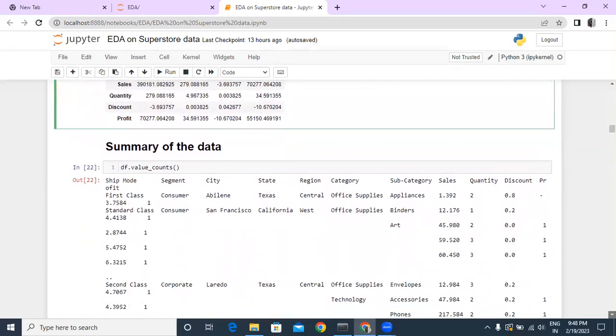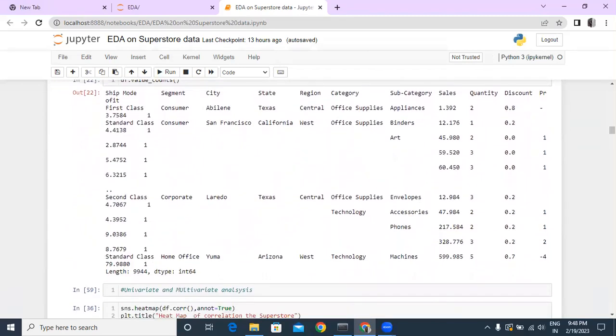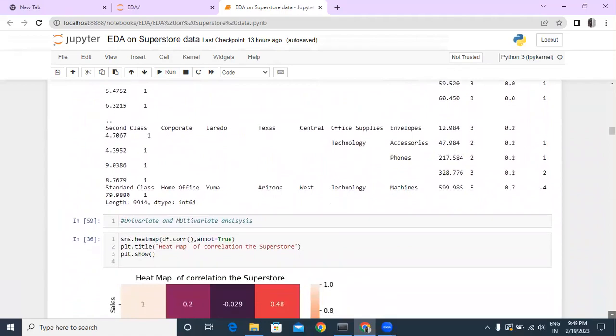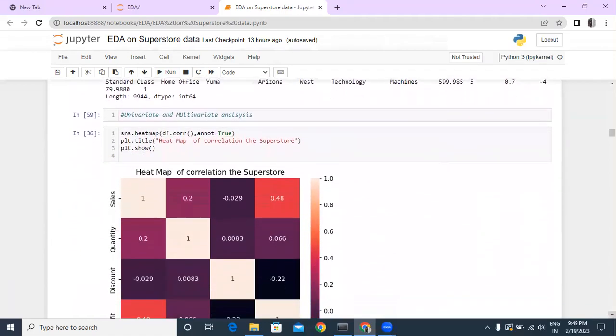So this is the summary of our data by using the value counts. Now we are moving on. So this was all the cleaning and the pre-processing process. Now we are moving on towards our analysis, univariate and multivariate analysis. So first we'll work upon one column, then accordingly we'll work upon multiple columns.